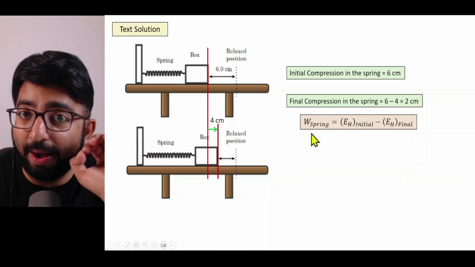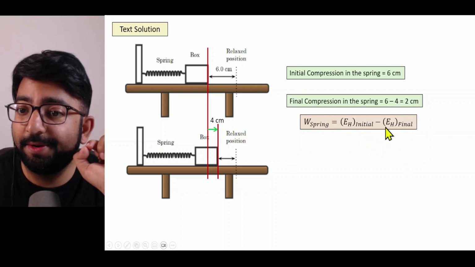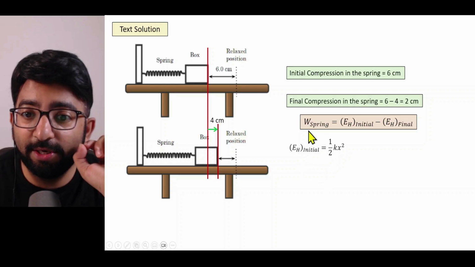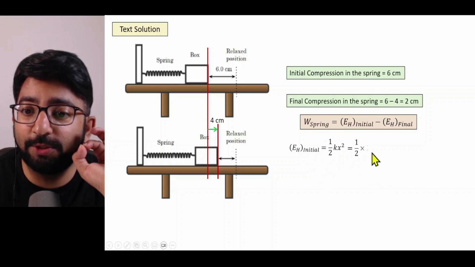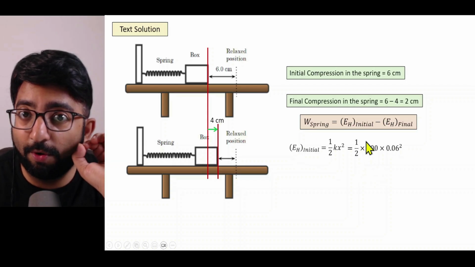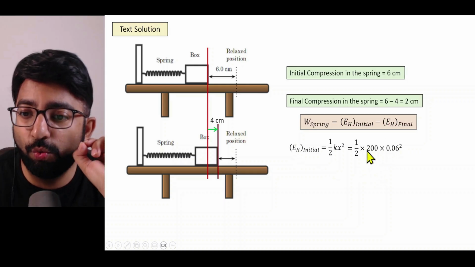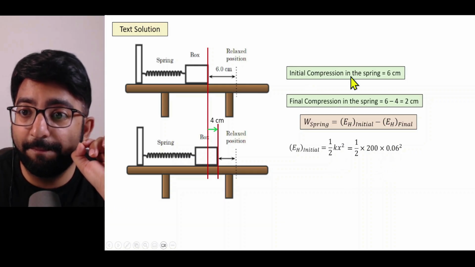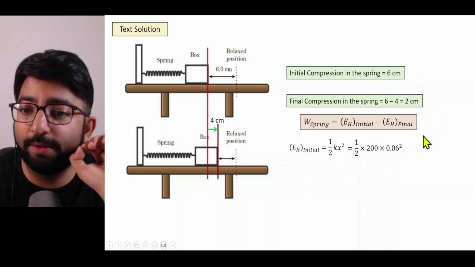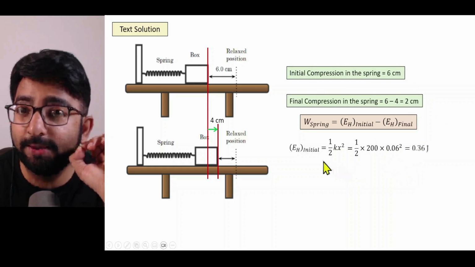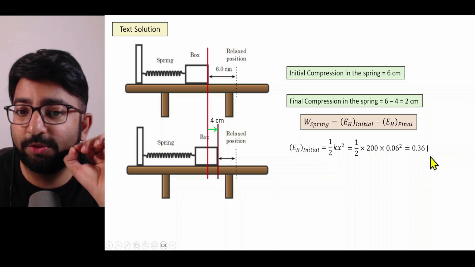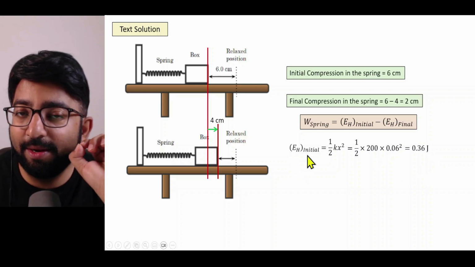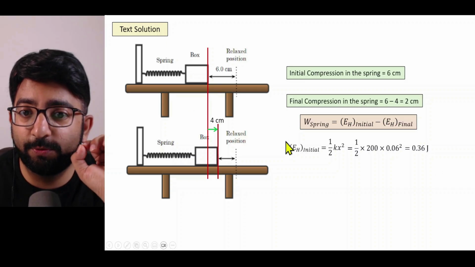Now the work done by the spring, the formula is initial energy minus final energy. Initial energy will be half kx squared, and let's put all the values in. The value for k as given in the question was 200 and the value of compression 6 centimeters. So we convert that into meters first. And if we solve this, we will get 0.36 joules as the initial elastic potential energy stored in the spring.